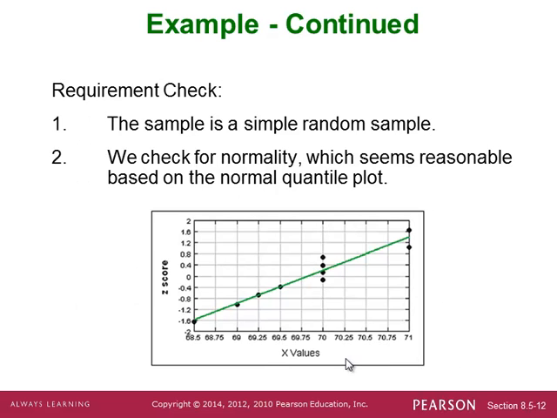Now, before we go any further, let's check our requirements. Do we have a simple random sample? Well, we were told that we do, so check. Number 2, did we sample from a normally distributed population? Well, we do a normal quantile plot. Hey, this looks good enough for me. These numbers are somewhat random above and below the line, so good enough.